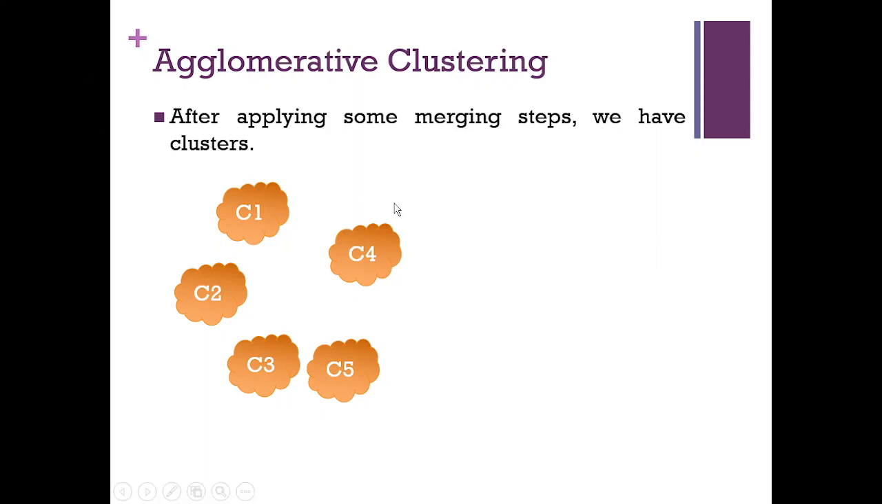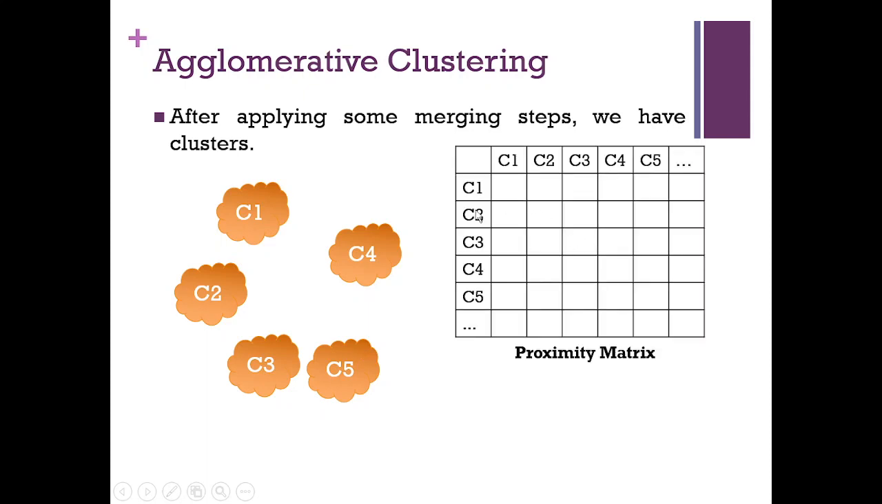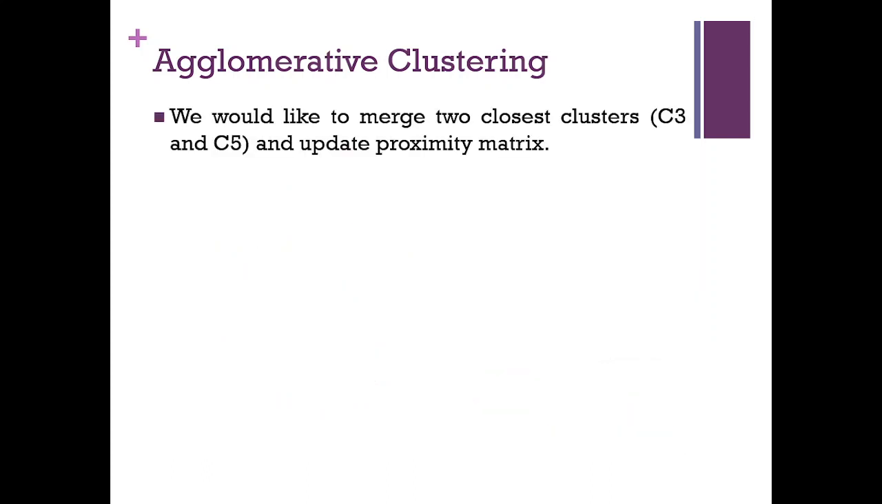So after applying a few merges through agglomerative clustering, let's say I've got these 5 clusters. Now the matrix should reflect that I have come from points P1 to, let's say, P10 to the 5 clusters C1 to C5, and it should reflect the distance of C1 from C1, C1 to C2, C3, C4, and C5, and so on. So basically, we would like to merge the two closest clusters and update the proximity matrix.